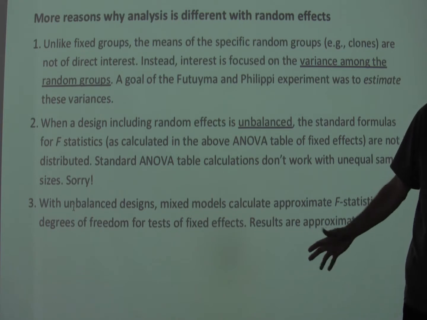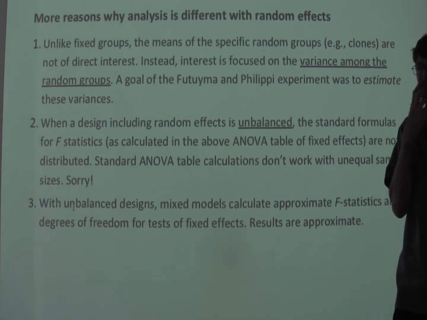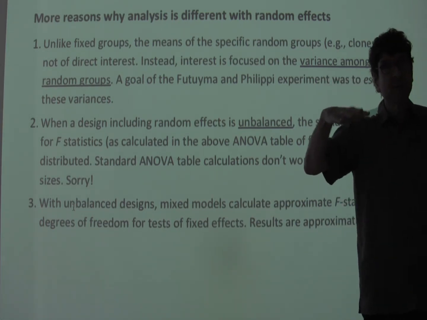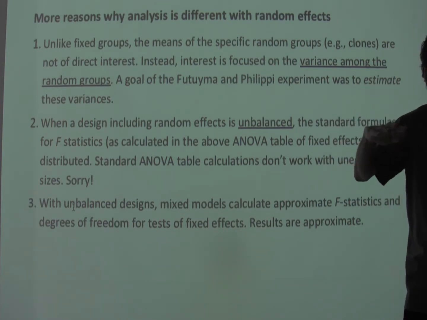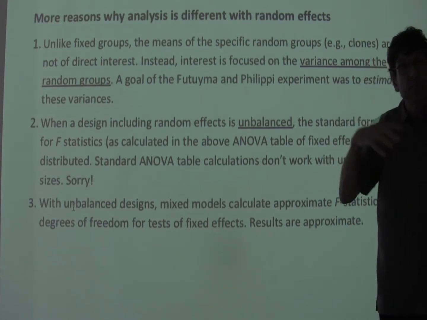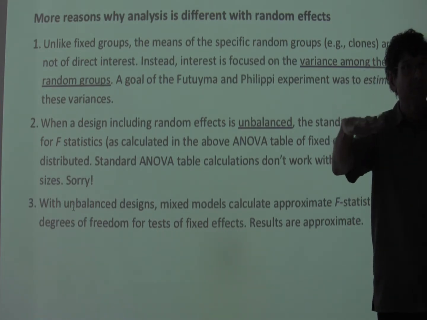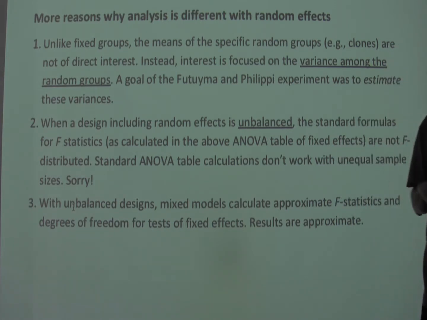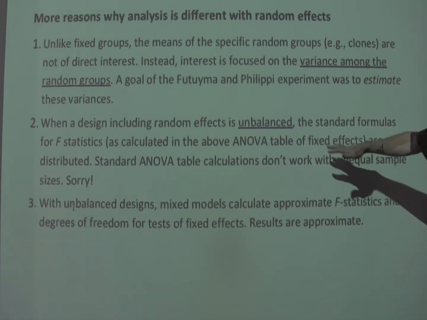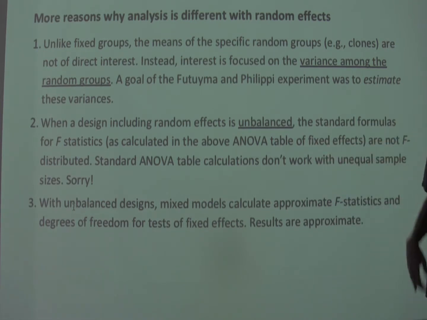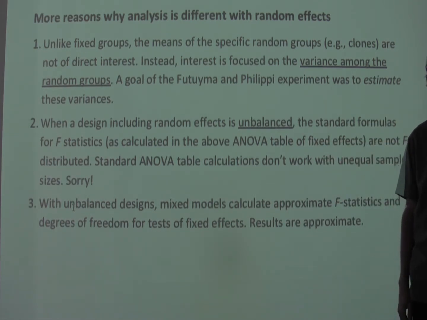The only way you could ever really analyze your data is if you balanced your design by randomly throwing away data until the sample sizes were the same in all combinations. We don't have to do that anymore. We have methods now based on likelihood that will analyze unbalanced designs, but they are actually conservative. They remain approximations.